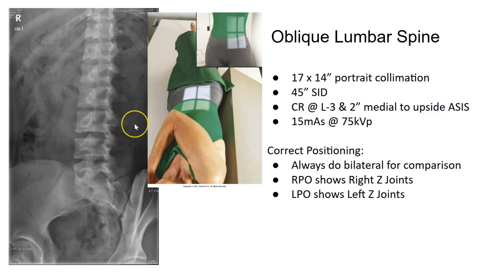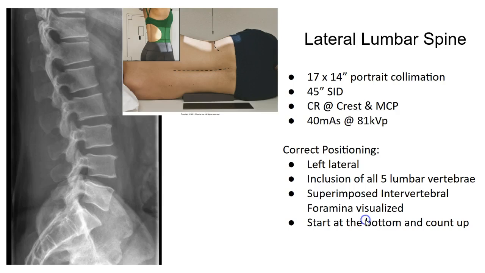Okay? So typically, again, I think I mentioned this already, but you'd always do both obliques for comparison. In lab, you can just show me one. That's fine. But I do need you to know that an RPO shows the right Z joints and an LPO shows the left Z joints. Okay? All right. The lateral lumbar spine.